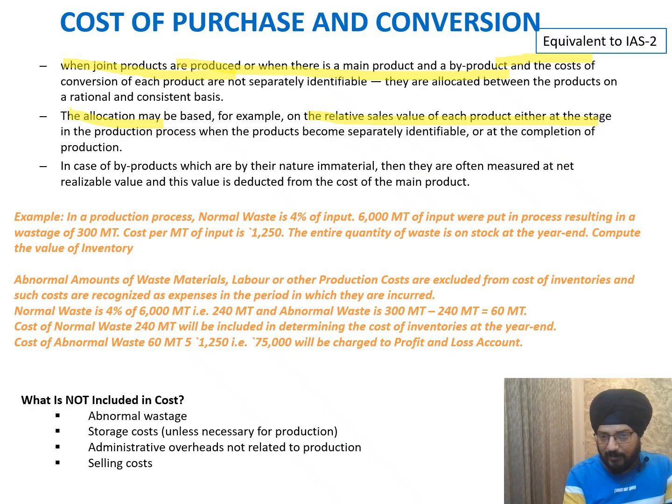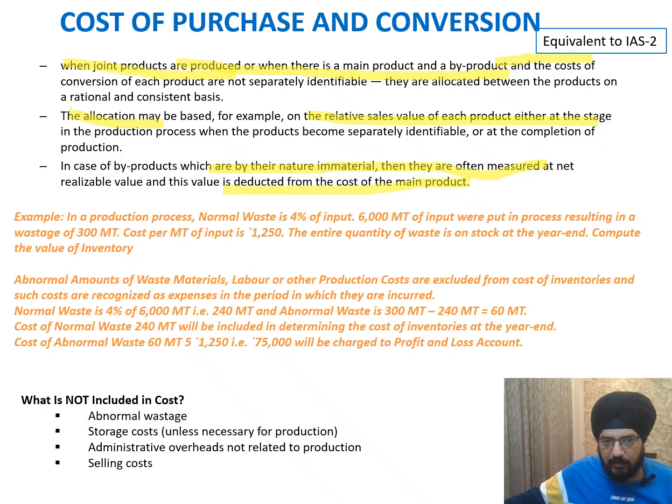So, in case of the joint product, this can be a problem because the absorption percentage is very difficult to allocate, and in that case, either it has to be a rationale which management has to decide, or the allocation principle, if it has to be taken, is largely on the relative sale value for each product at the stage of the production. And in case of the byproduct, which is by nature immaterial, it is often measured at the net realizable value, and this value is deducted from the cost of the main product.